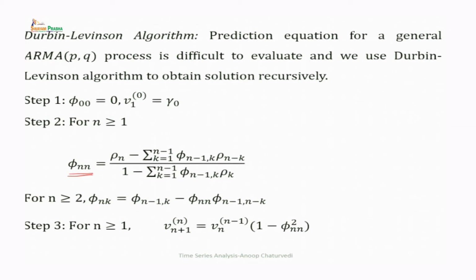And for n greater than or equal to 1, V n plus 1 n is equal to V n n minus 1 into 1 minus phi n n square. So, this is how you can compute different phi's and these V's recursively.